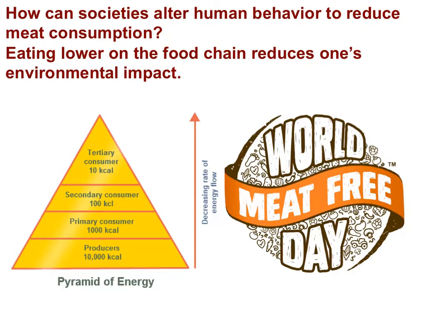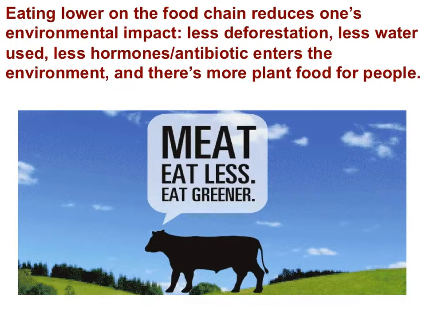How can societies alter human behavior to reduce meat consumption? Eating lower on the food chain reduces one's environmental impact. Eating lower on the food chain increases food availability. This increases sustainability. When societies eat lower on the food chain, less deforestation occurs to provide pasture for grazing animals. Less water is used to irrigate the pasture land for grazing animals. Fewer hormones or antibiotics enter the environment. By eating lower on the food chain, there's more plant food for people because animal respiration reduces what's potentially available.